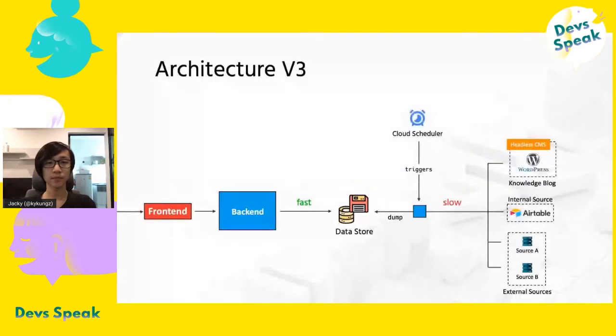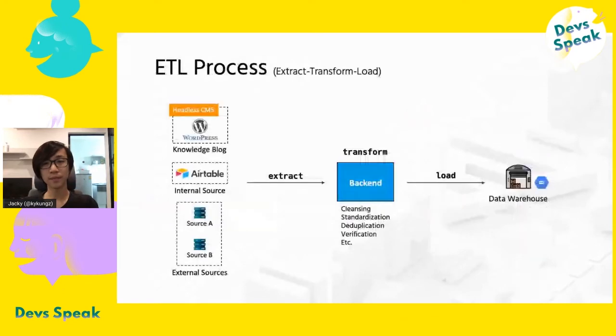So previously, we only dumped the data as is into our store. So we needed to compute the data every time a user requested our website, and that task is kind of slow. To solve that problem, we want to pre-compute the data. So we extract the data from our sources. We do the transformation, such as cleansing, deduplication, and verification on our backend, and load the transformed data into our simple data warehouse, which is just JSON files in Google Cloud Storage.